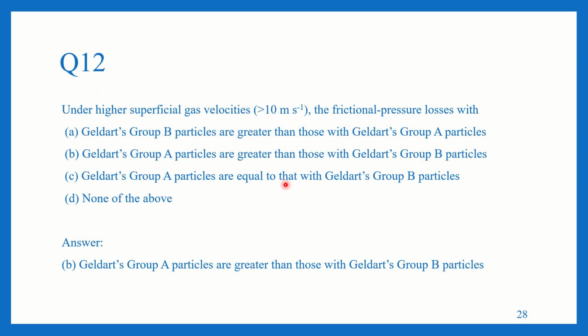Usually what happens is that under some superficial gas velocity, keep it 7 or something, the frictional pressure drop doesn't change with particle diameter. But under higher superficial gas velocity, the frictional pressure losses for group A particles are greater than those with group B particles. That is, for smaller particles, it is greater than the larger particles. Keep that in mind. Group A particles are greater than group B particles. That is option B. We'll go to question 13.